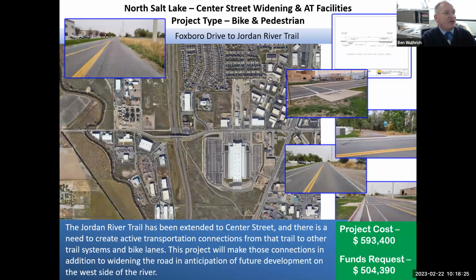This is on Center Street. This is widening and adding active transportation components between Foxborough Drive and the Jordan River Trail. This project estimated cost is $593,000 plus. Funds being requested are $504,000 plus.